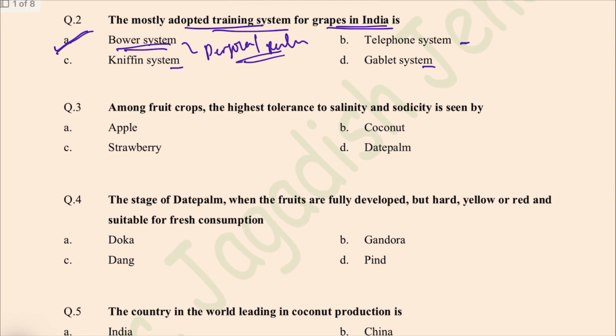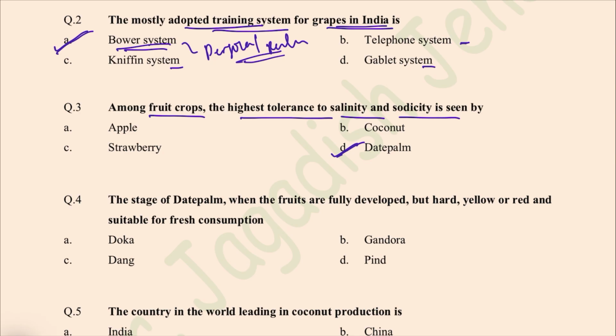Next question. Among fruit crops, the highest tolerance to salinity and sodicity is seen in which one? The right answer here is date palm. Basically, sodicity means high sodium content. Salinity means high soluble salt content.